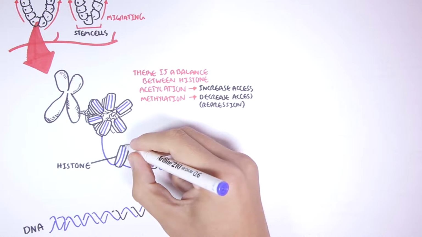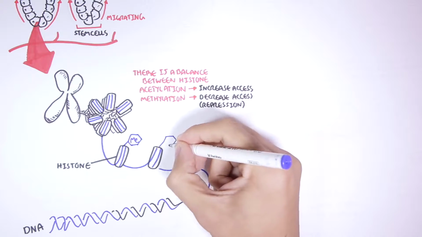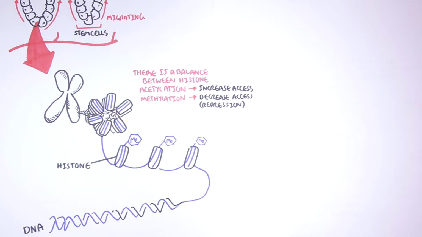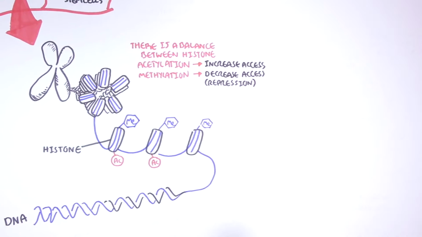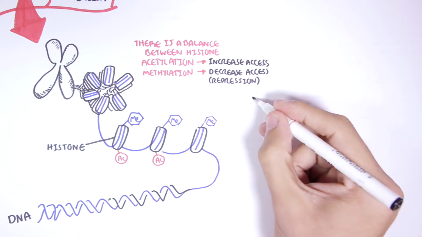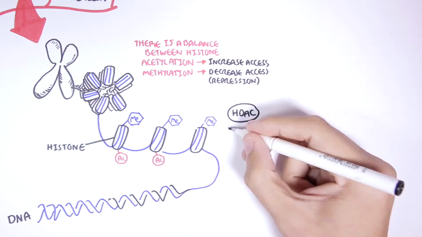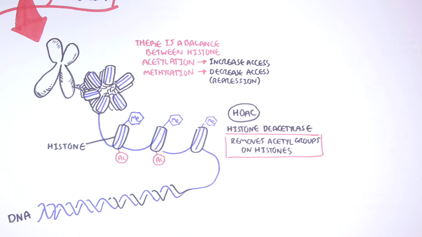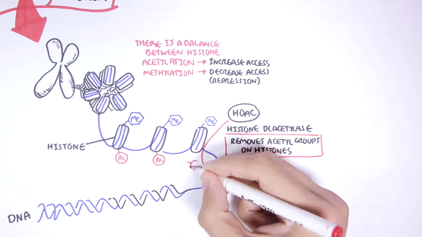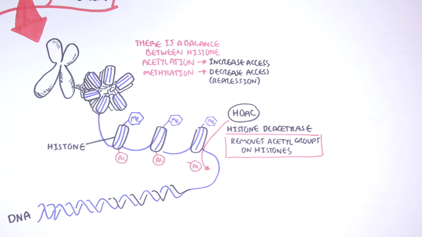So looking at the histones here, we have a balance between histone methylation, Me, and histone acetylation, AC. Now, an important enzyme to know is HDAC, which is histone deacetylase. This enzyme essentially removes an acetyl group from the histone. So here, the enzyme is removing the acetyl group from this histone. And HDAC is an important enzyme in decreasing access for transcription factors, essentially.